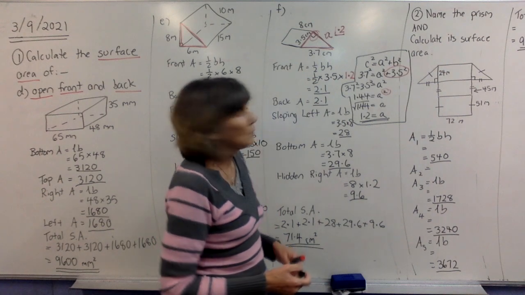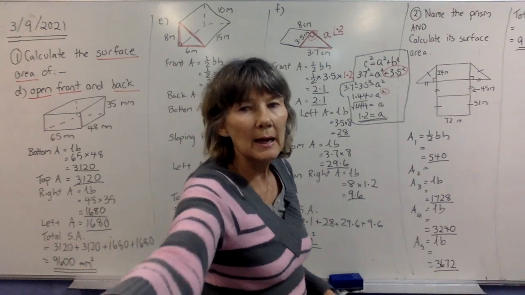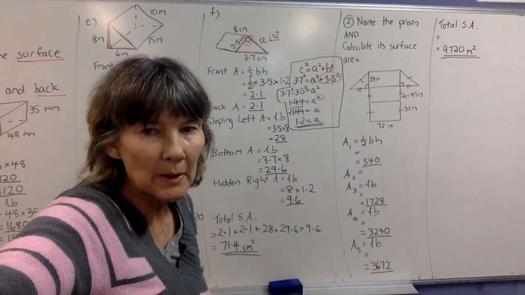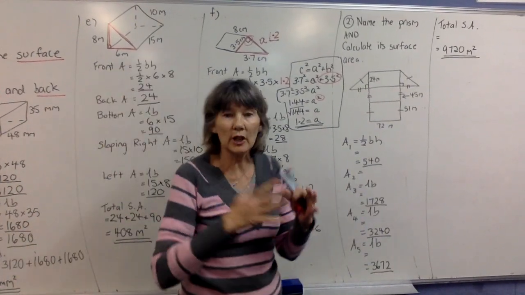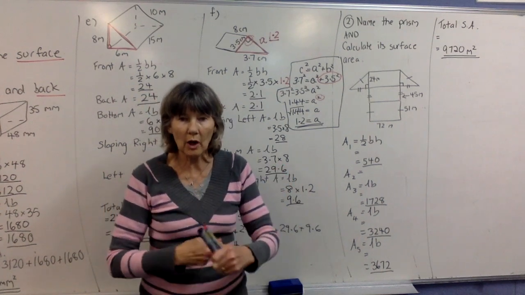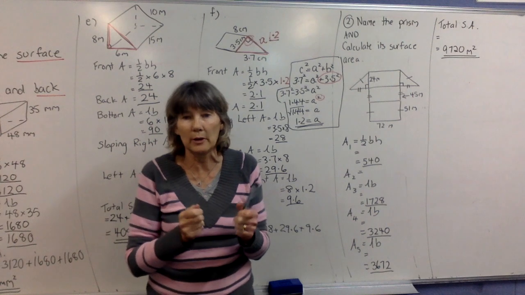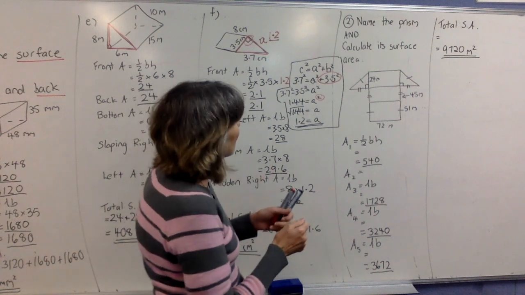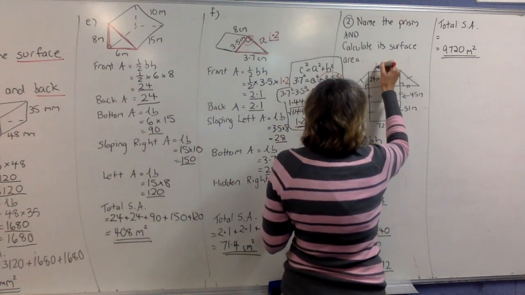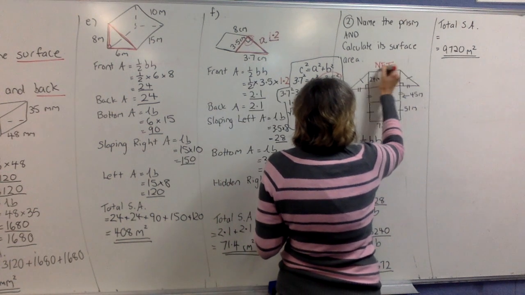Okay, looking at the next question, we have name the prism. Okay, well, this time they've given you a net. A net is just the 2-dimensional thing that when you start to fold all the lines up, it will form a solid when you finish folding it all up. Okay, so this is what we call a net. Sometimes they'll use that word and you'll have to know what it means.